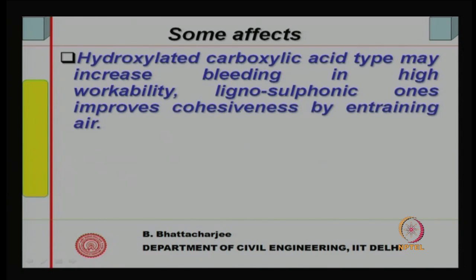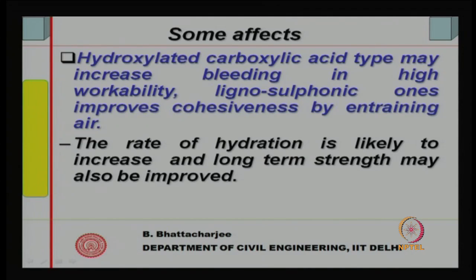Well, hydroxylated carboxylic acid type may increase bleeding in high workability, and lignosulfonic ones improve cohesiveness by entraining air. So, these are some secondary effects. Hydroxylated carboxylic acid type may increase bleeding in high workability. These are polycarboxylate and similar ones. Bleeding in high workability can be seen in this kind of thing, and lignosulfonic acid ones may improve the cohesiveness by entraining some amount of air. Rate of hydration is obviously likely to increase, and long term strength also may be improved.